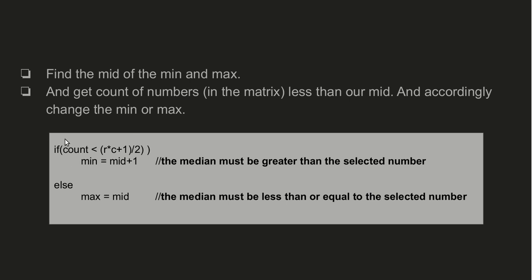If the count of numbers which are less than or equal to mid comes less than R cross C plus 1 by 2, this means the median is definitely greater than mid, so we update min to mid plus 1. Otherwise, if the count is greater than or equal to R cross C plus 1 by 2, then our median can be less than or equal to mid, so we update max to mid.